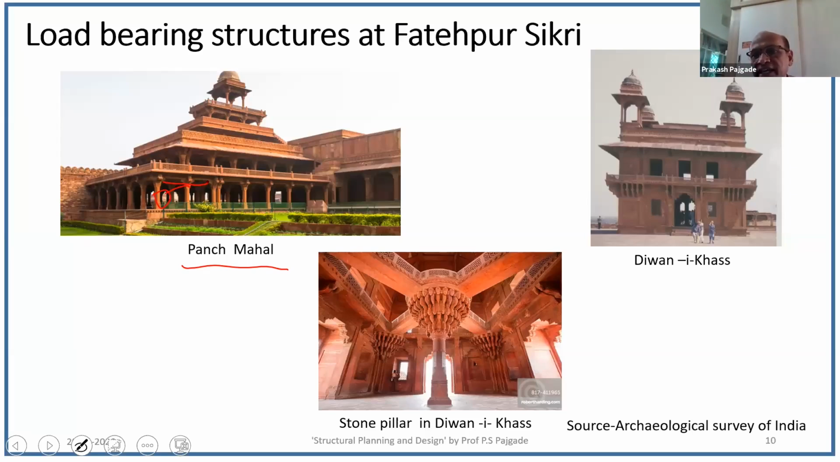This is Diwan-e-Khas, a load-bearing building, and you can see the inside of this Diwan-e-Khas. This is a huge building constructed 450 years ago, and still it is in good condition. And if you consider the roof, a flat roof was also provided at that time without any RCC and steel.